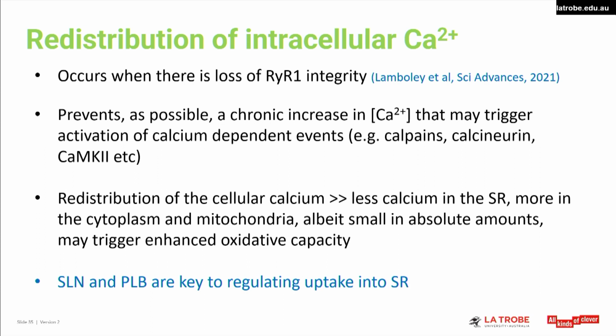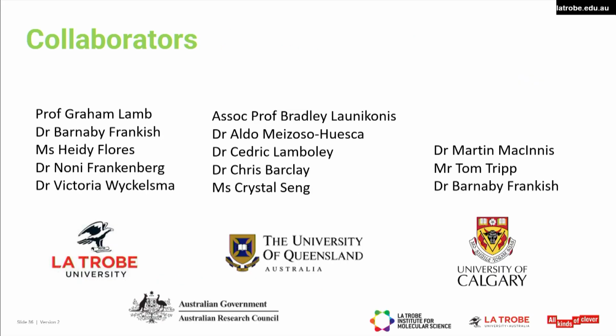The redistribution of the cellular calcium: there's less in the SR, more in the cytoplasm and the mitochondria, albeit in smaller amounts. And as a final point, the sarcolipin and phospholamban are certainly key to regulating the uptake into the SR. And now with those beautiful tools that Brad's group have put together, we're going to start to explore that in greater detail. So with that, I've listed the various people, and you'll see that Barney's there in a couple of places because he did work at La Trobe and now he's doing work at Calgary, and Brad's lab and others involved. So thank you very much.